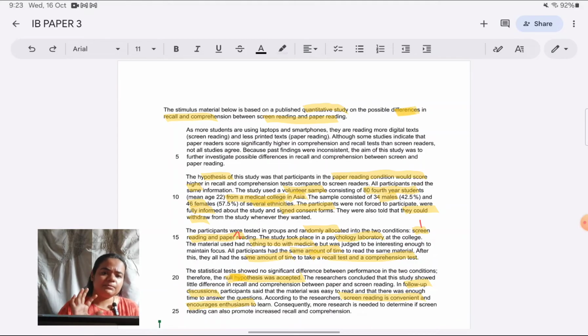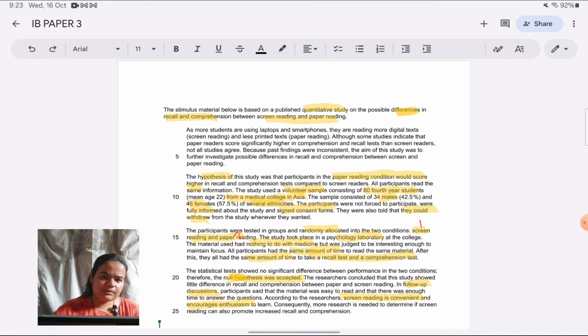They found that in both conditions, regardless of which type of reading students did, they gave a good performance on comprehension and memory. There's no significant difference in their performance. So they have accepted the null hypothesis, and they have chosen to publish the study regardless.